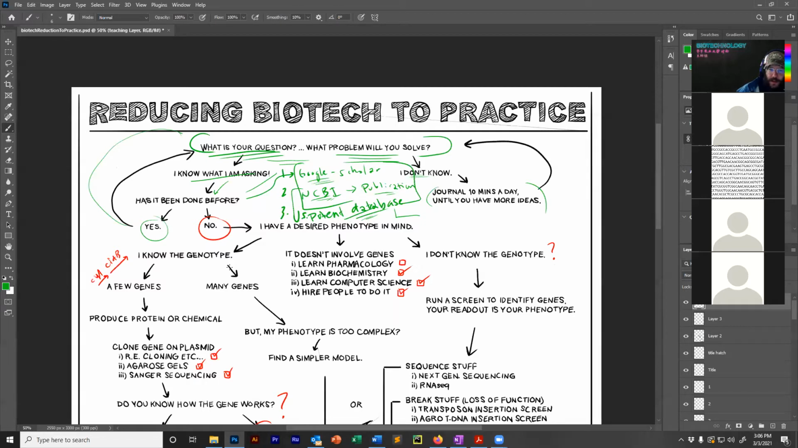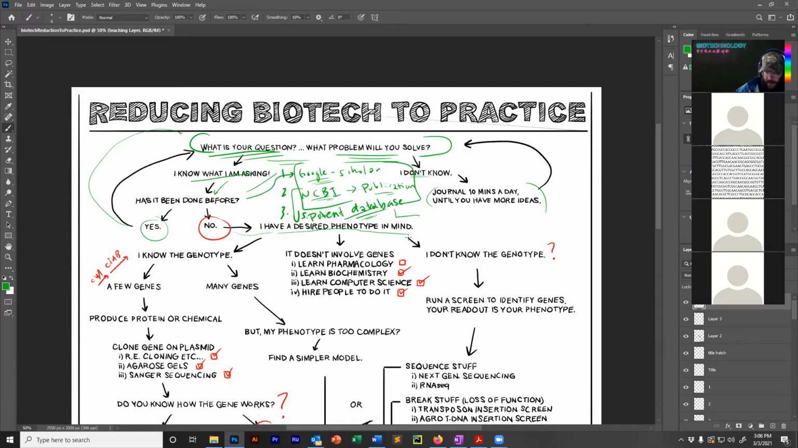If yes, get a new idea. If not, then you're good to go. So if not, that's your best case scenario. Now, the next thing you go to is this question, I have a desired phenotype in mind, okay? That means whatever problem you're going to solve or whatever question you're addressing, you cannot study anything or work with anything if there's nothing to observe or measure. There's no phenotype, okay?